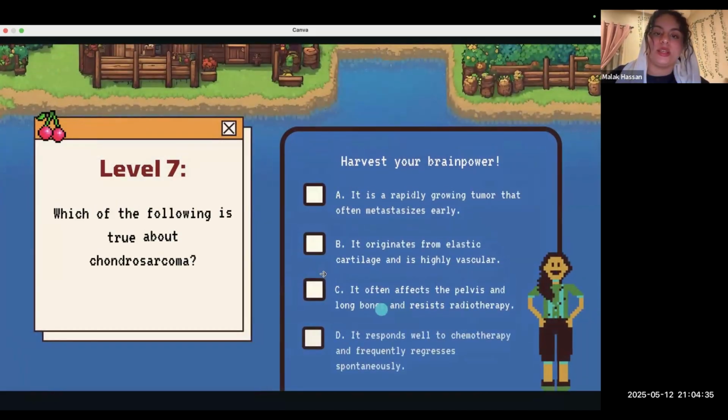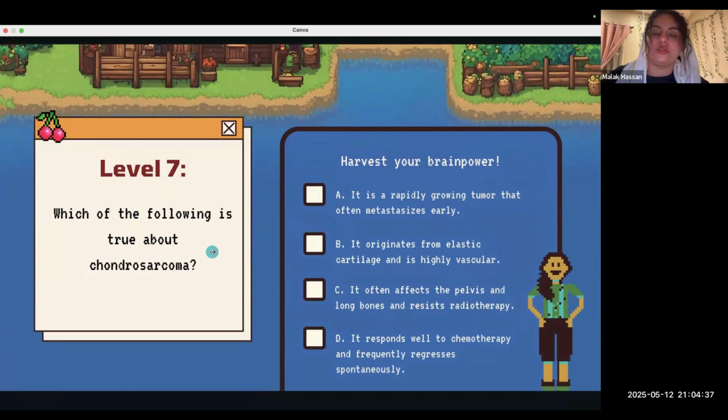And finally, which of the following is true about chondrosarcoma? And it's C. It affects the pelvis and long bones, and it resists radiotherapy. It needs surgical therapy. I'm not sure if this was mentioned, but if it wasn't, then ignore the question.